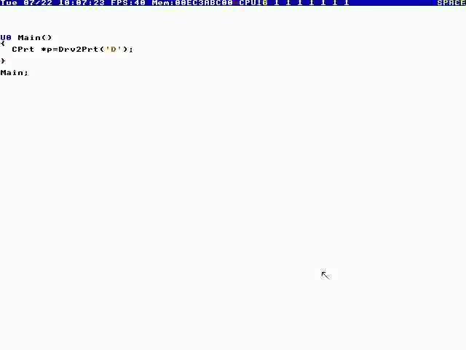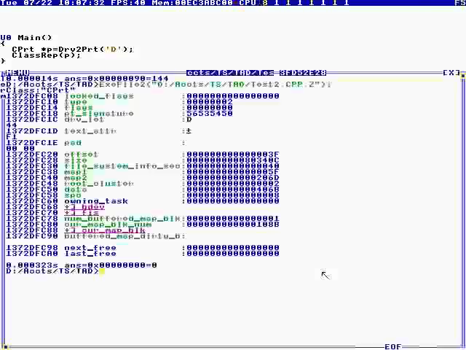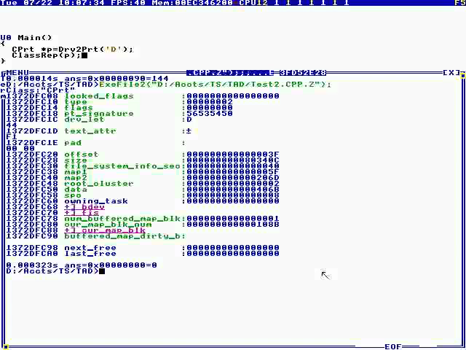Drives are identified by a letter. How about I do this? Guess what this is going to do? Let me explain.